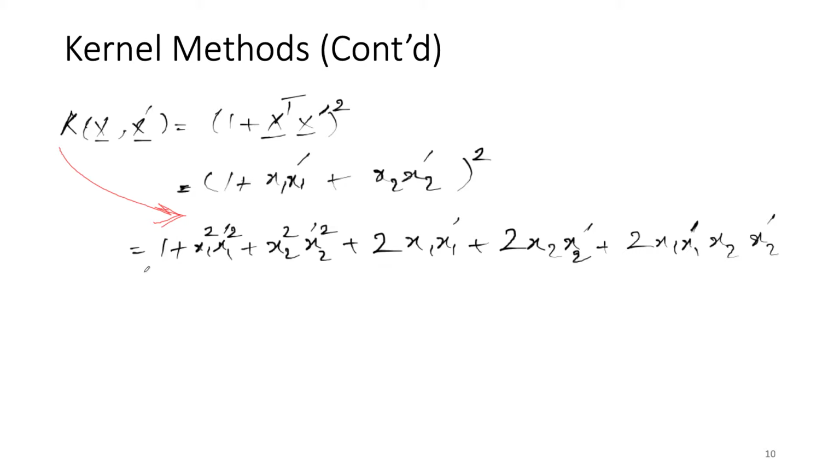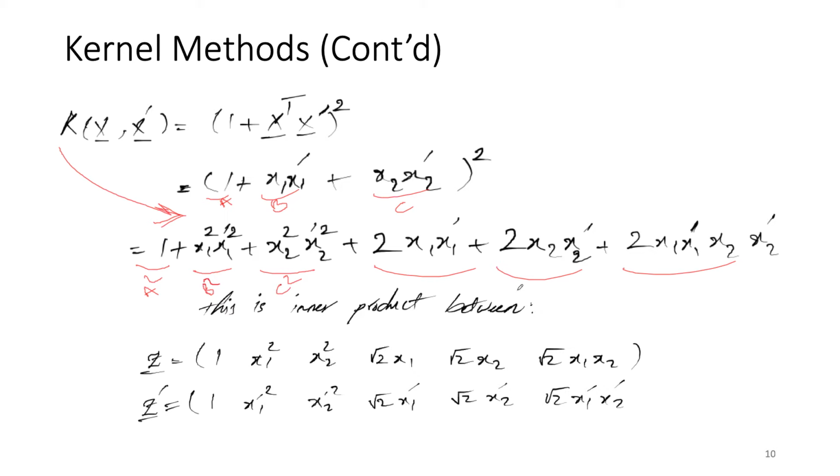So each of them square. So call this A, B, C. So that would be A square, B square, C square, and 3 other components: 2 multiply AB, AC, and BC, right? So that was the expansion of that. So in order to compute, instead of computing Z and Z prime, now we just need to compute the inner product of these 2 matrices, right?